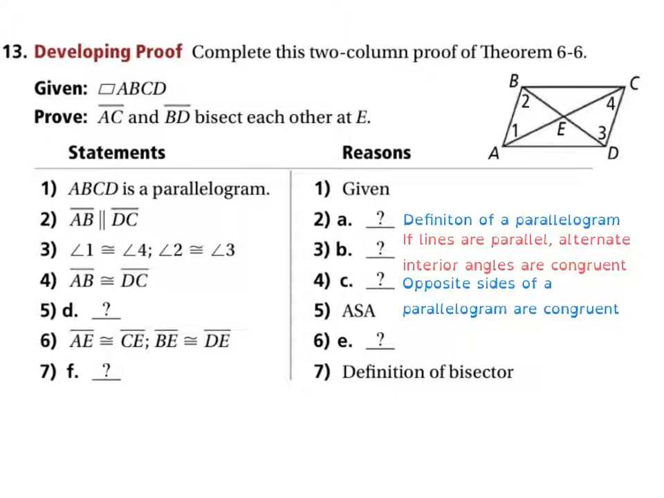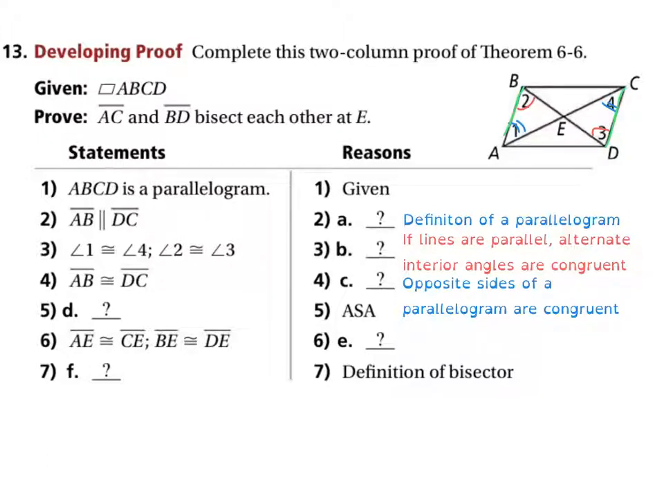Now, 5D says, what are we trying to demonstrate? Well, angle side angle. Let's look at which angles they're talking about. I'm just going to mark them. We know that this angle is congruent to this angle, alternate interior angles. And we know that this angle is congruent to this angle, alternate interior angles. And we know that this side, as we established in the last bit, is congruent to this side.